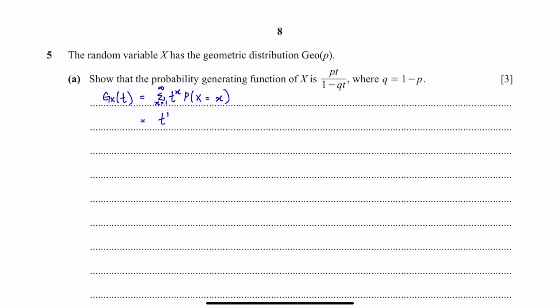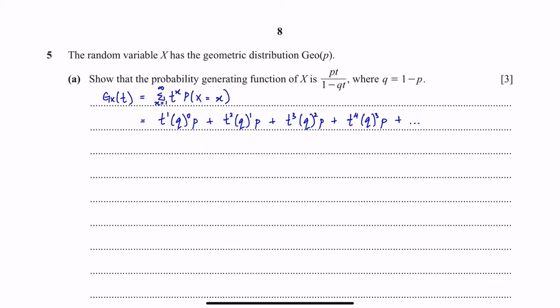So we have t to the power of 1 times the probability of x equals 1, which would be q to the 0 times p. And when x equals 2, we have t squared times q to the power of 1 times p. When x is 3, we have t to the power of 3 times q squared times p. When x is 4, we have t to the 4 times q to the 3 times p, and so on and so forth.